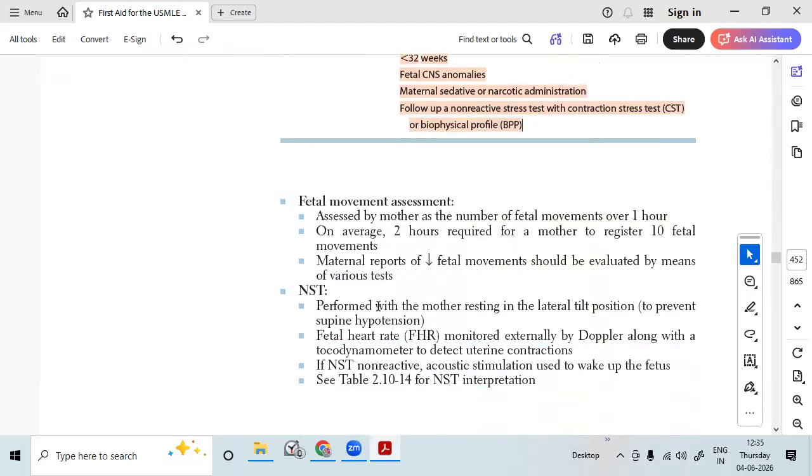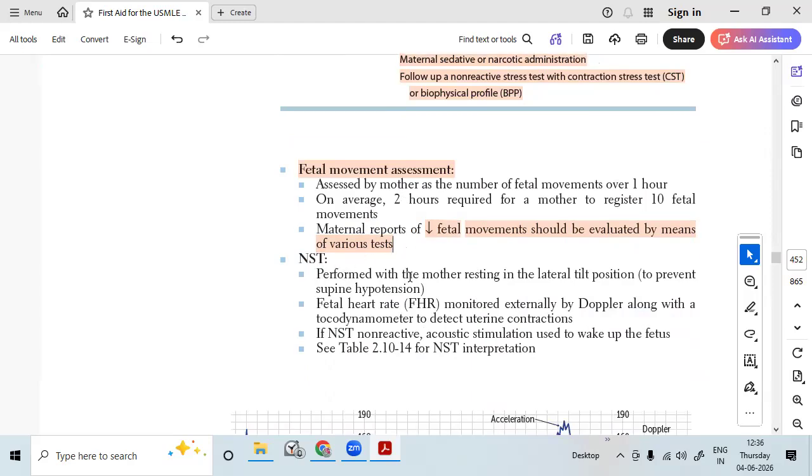Fetal movement assessment is assessed by the mother as the number of fetal movements over 1 hour. On average, 2 hours are required for a mother to register 10 fetal movements. So this is an easy thing which they can do. The mother is educated to assess the fetal movement over 1 hour. If the mother reports decreased fetal movement, this should be evaluated by means of a fetal test. So this is not very reliable because you do not know how the woman perceives her movements.